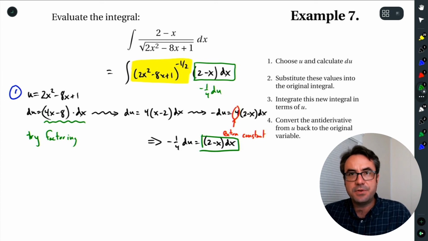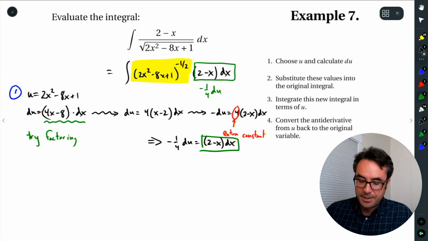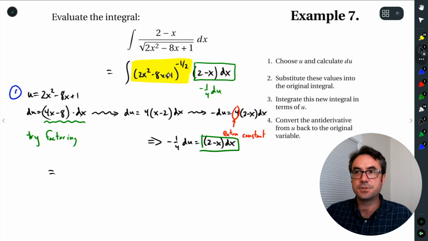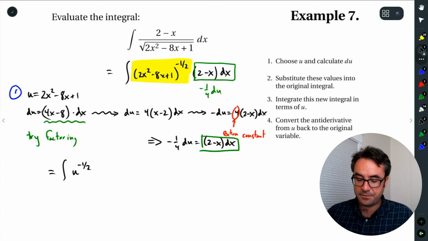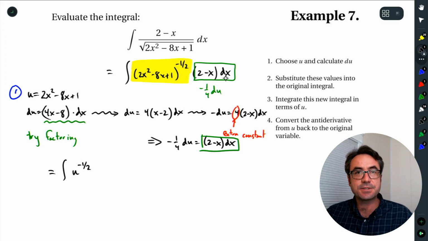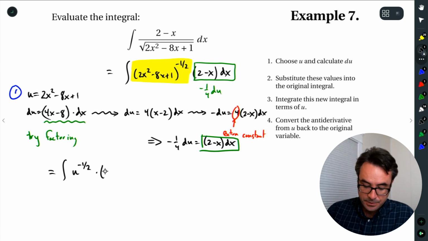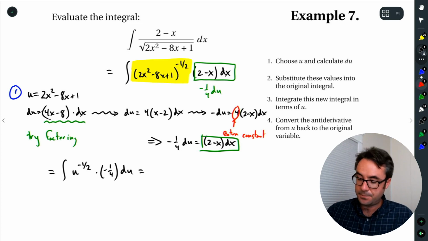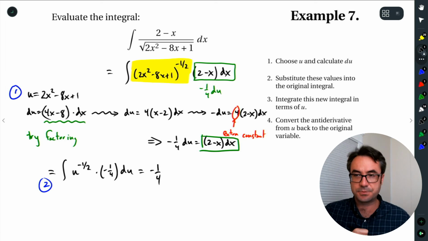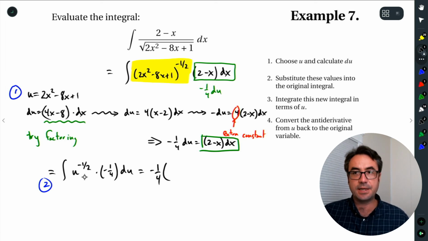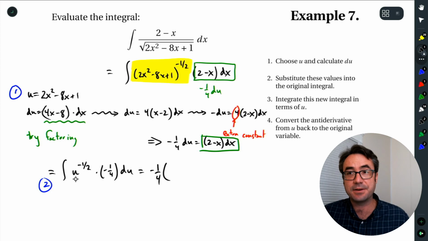All right, so now once we've done that, that's the hardest part. Now we can start fitting our pieces in. So this complicated piece is going to become u raised to the -1/2. The 2 minus x dx, we said, well, what's 2 minus x dx? That's -1/4 du. So we're going to have -1 over 4 du. And now we have just a nice power rule problem here. So the -1/4 is a constant multiple, so I'll just put that first. And then we focus in on getting the antiderivative of this u raised to the -1/2.